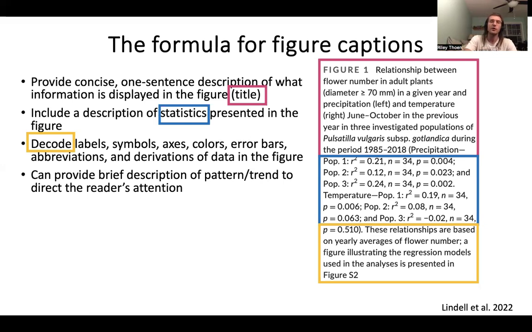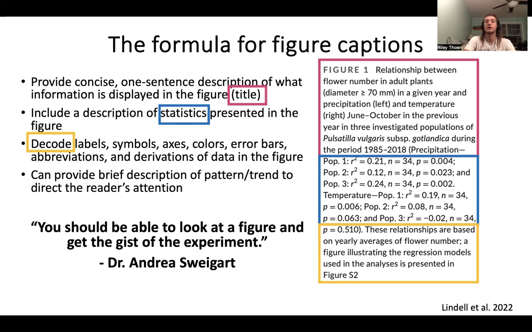Then lastly, I'll just note the goal of the figure caption is basically such that someone can look at the figure caption and get the gist of what was done in the experiment so they can interpret the data in the figure. Again, it should be standing alone from the main body of the text.